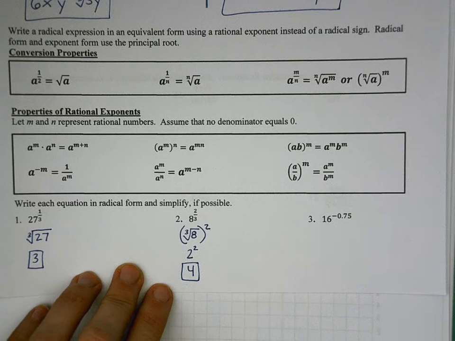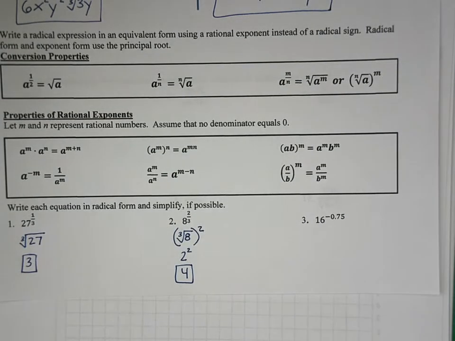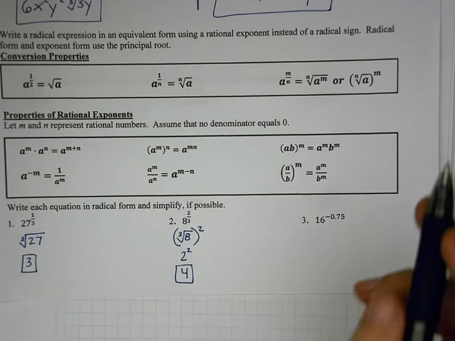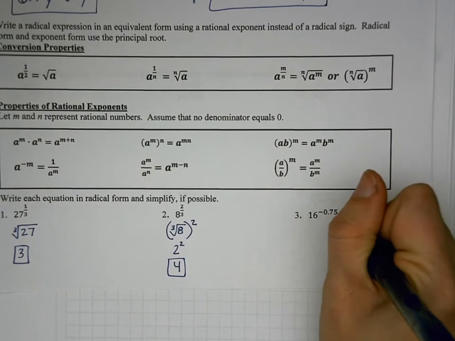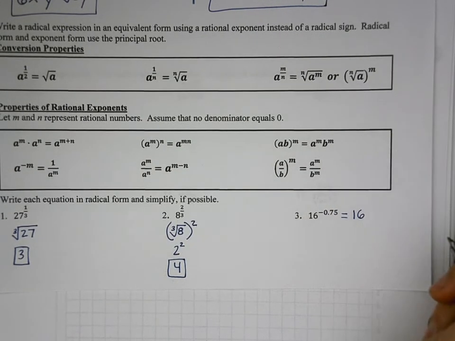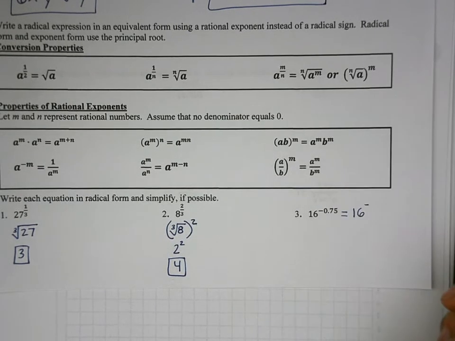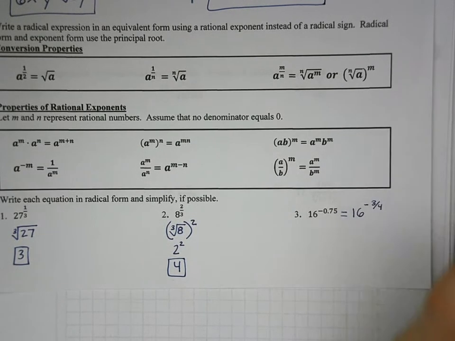Number 3, last one in this form on this page, we will then turn the page. We have 16 to the negative 0.75. First thing you definitely would want to do is figure out, okay, what is that as a fraction? Because if I'm going to rewrite as a radical, I need to see what the denominator is. So we have negative, and what is 0.75 as a fraction? 0.75 is 3/4, 75 cents.